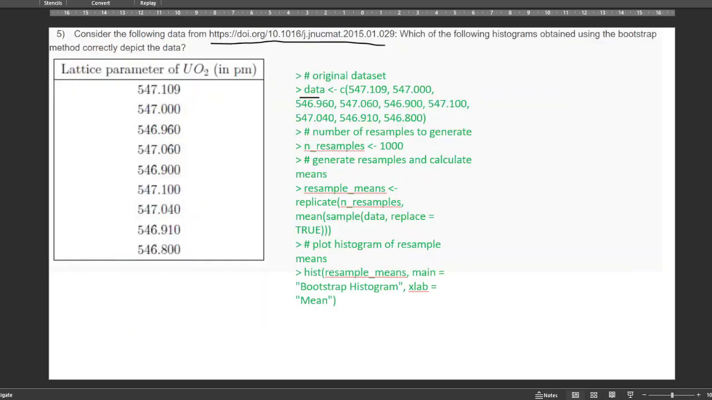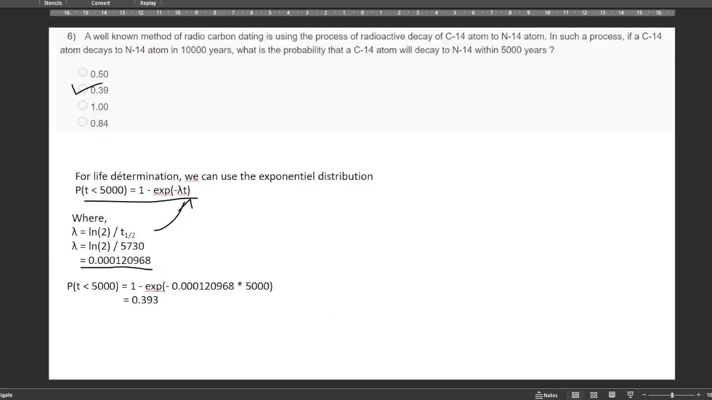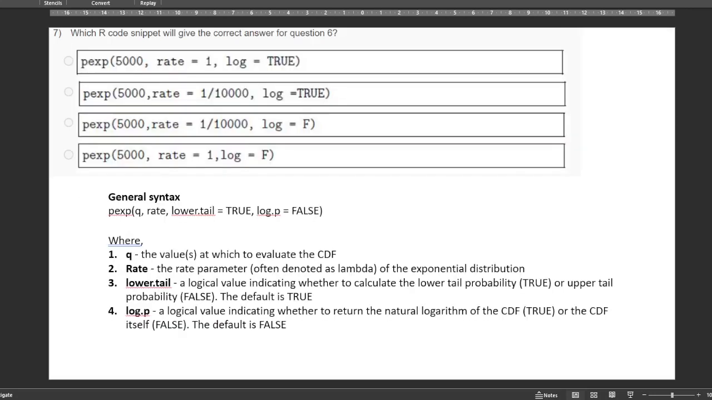What is question number 6? We have seen this half-life decay. For this, it's a cumulative distribution. This kind of equation means the exponential distribution. We have to find the cumulative distribution till the half-life period. So which of the R code snippets will give that?